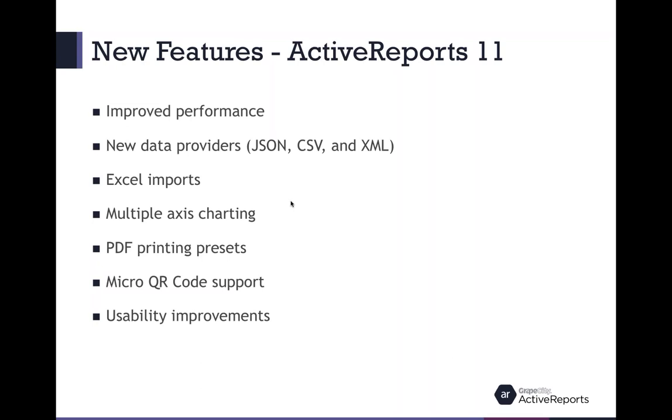From a data provider's perspective, we saw that a lot of customers were building custom data providers for CSV, JSON, and specific XML and web services. So what we ended up doing was we created data providers for them so that you can natively now just access JSON data, CSV data from files, JSON data and XML data from URLs and web services and web APIs and all. Or just embed that data directly into the report, whichever works for you guys. But that is natively now supported with ActiveReports 11.